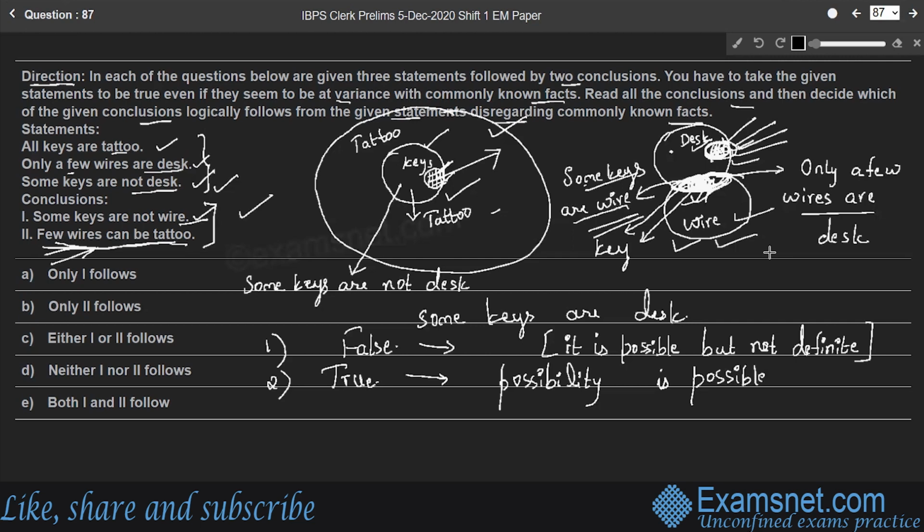Hence, look at the options. Here, which is correct? Only one follows, only two follows, either one or two, neither one nor two, both one and two follow. So hence option B is the right answer. Only two follows.